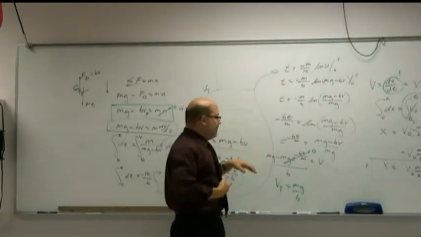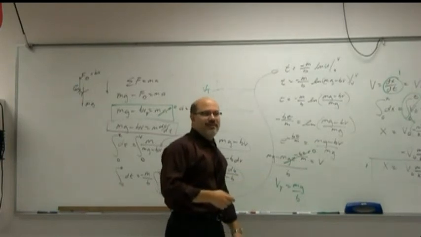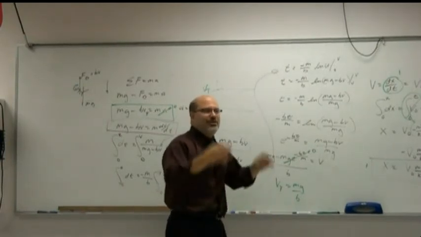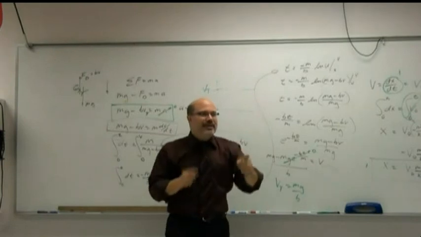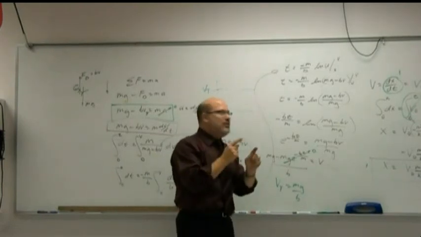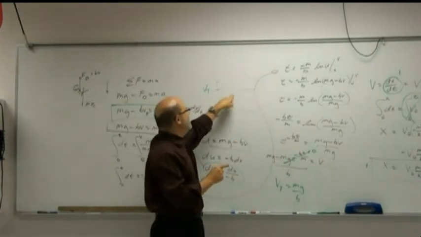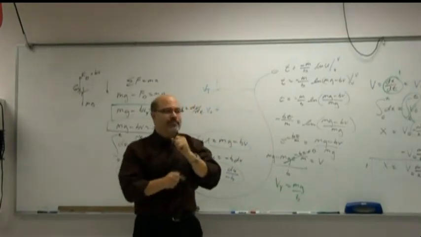It all looks the same. The terminal velocity equals mg over b, so you don't need calculus to know the ending point. You don't need calculus to know the end. But you do need to know calculus to know this point, this point, this point, and this point. Does that make sense?